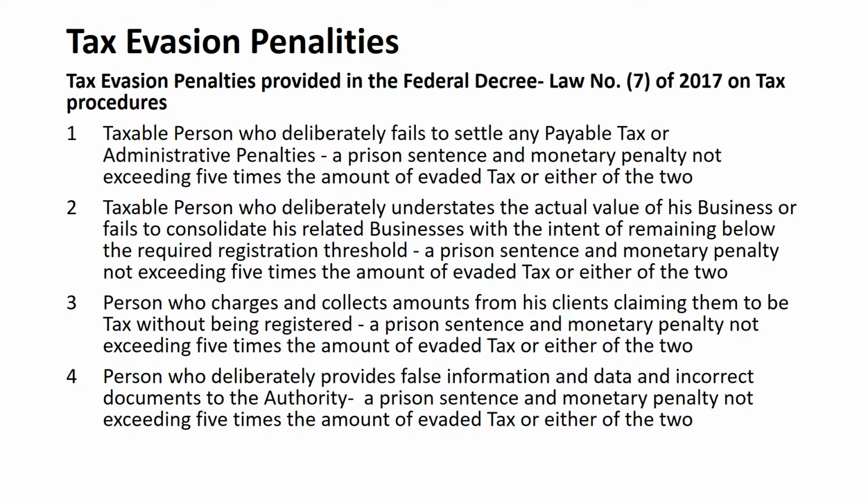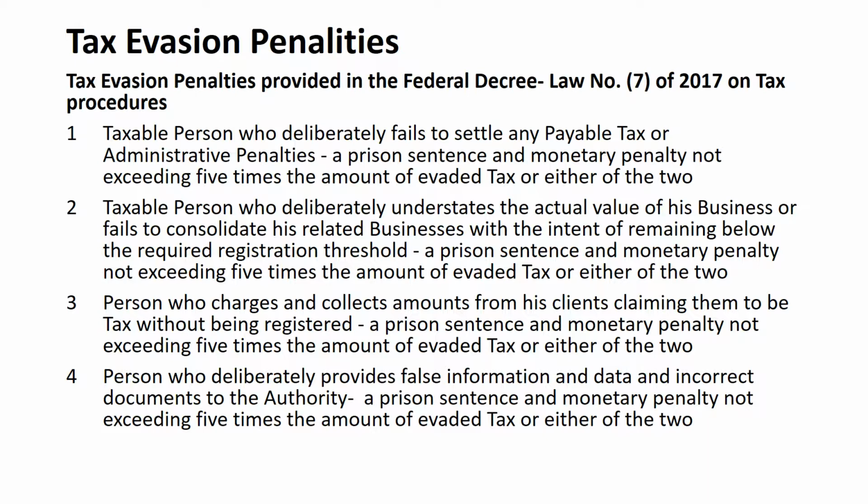Tax evasion penalties. If you evade tax, now this is like you go into prison. A taxable person who deliberately fails to settle any payable tax or administrative penalties: a prison sentence and monetary penalty not exceeding 5 times the amount of evaded tax, or either of the two. A taxable person who deliberately understates the actual value of his business, or fails to consolidate his related business with the intent of remaining below the required registration threshold: a prison sentence and monetary penalty not exceeding 5 times the amount of evaded tax, or either of the two.